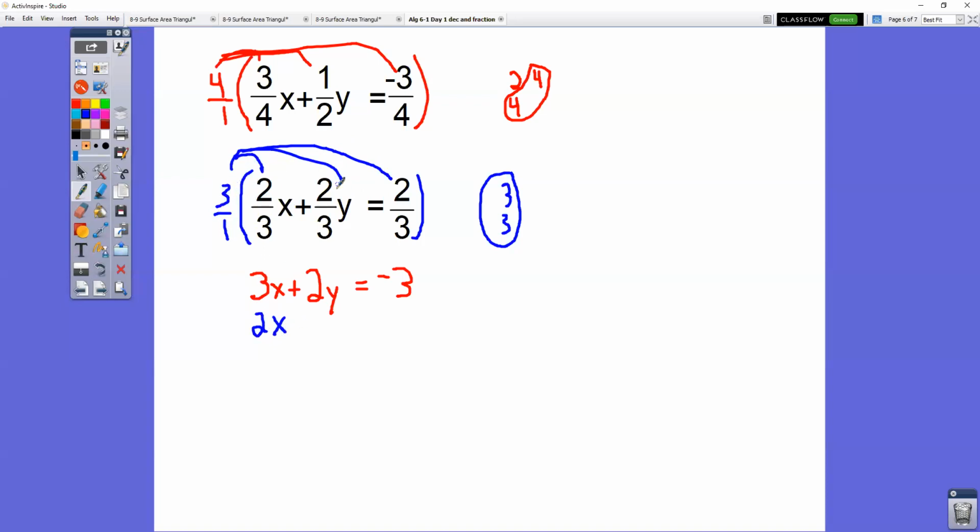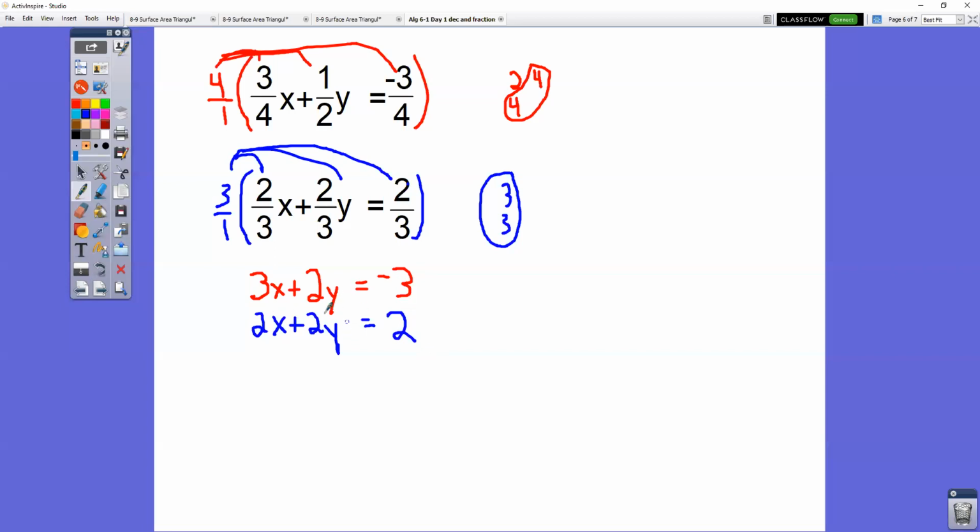Multiplying by the middle one. 3 times 2, 1 times 3. You'd have 6 over 3. 6 divided by 3 is 2. So you'd have 2y. 3 times 2 and 1 times 3, top times top, bottom times bottom. 6 over 3 is just 2. So there's my two equations now.